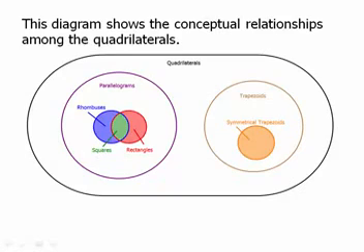Inside the parallelogram circle, we have rhombuses, rectangles, and then squares are the intersection of rhombuses and rectangles, because squares are both rectangles and rhombuses. And of course, they're parallelograms also. Separately, we have the trapezoids. Within the trapezoids, we have the region of symmetrical trapezoids, a special case.